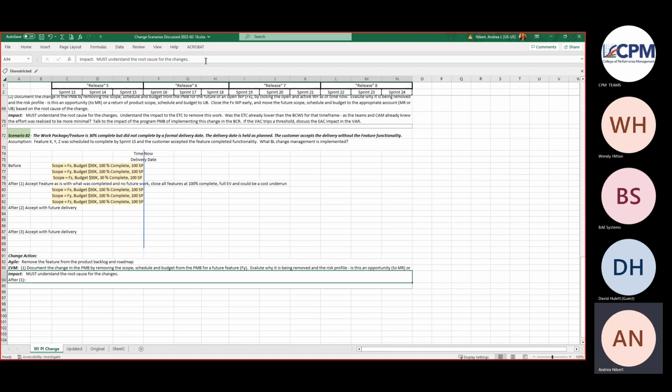You must understand the root cause of the change, and must understand if the criteria of the work package was met. But for me, that's what it comes down to, and it is the customer and the product owner. It is their role to deem that feature accepted or not.